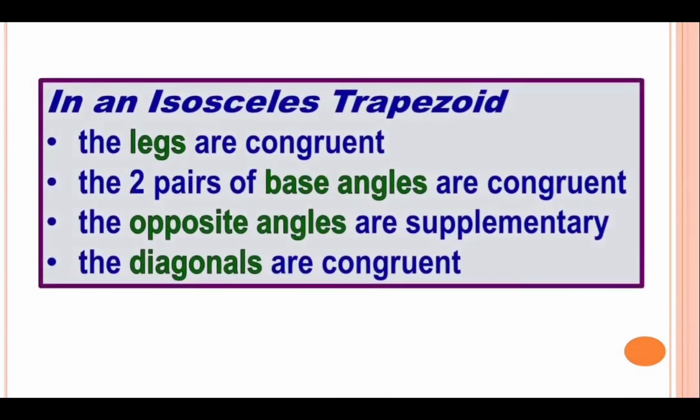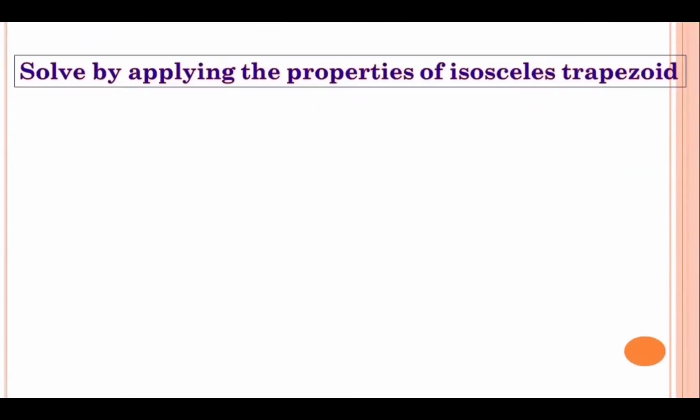In an isosceles trapezoid, always remember the following. The legs are congruent, the two pairs of base angles are congruent, the opposite angles are supplementary, and the diagonals are congruent. Let us now apply the theorems by solving problems involving isosceles trapezoid.